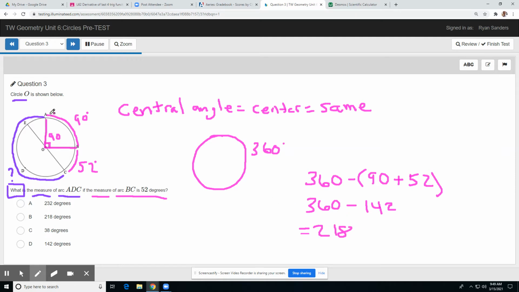What that does is it tells us what's left if I take off 90 and 52 from the entire circle. 218 is our answer. That's what's left. So just kind of confirm. And if you needed to, you can put these all together again and make sure it totals 360 to check your work. Tests are when it matters the most.